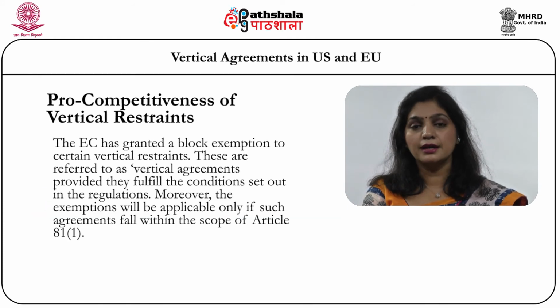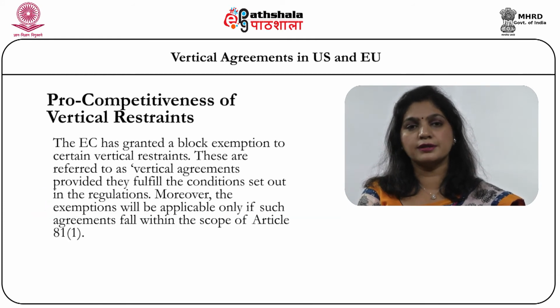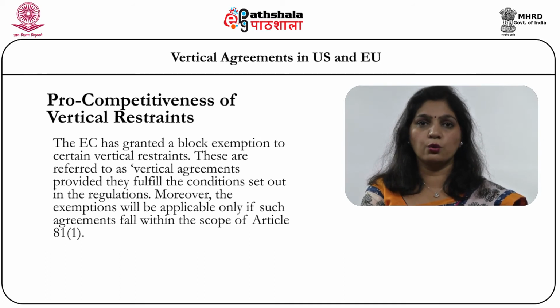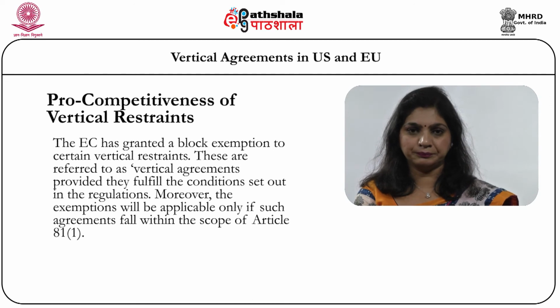The EC has granted a block exemption to certain vertical restraints. These are referred to as vertical agreements, provided they fulfill the conditions set out in the regulations. Moreover, the exemptions will be applicable only if such agreements fall within the scope of Article 81, subsection 1.